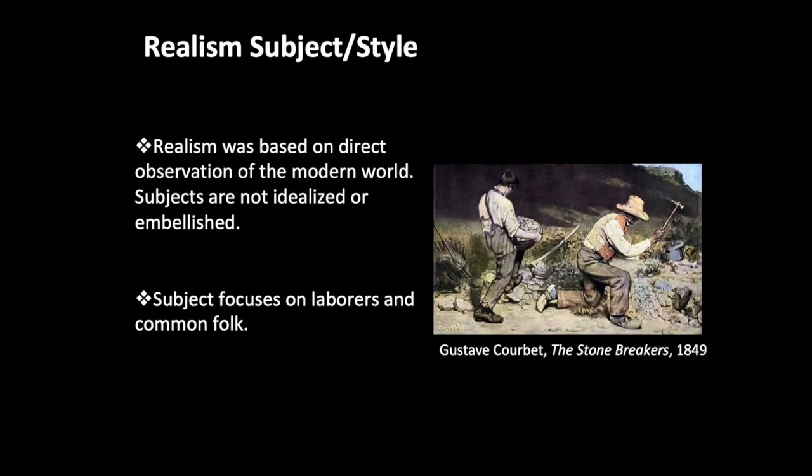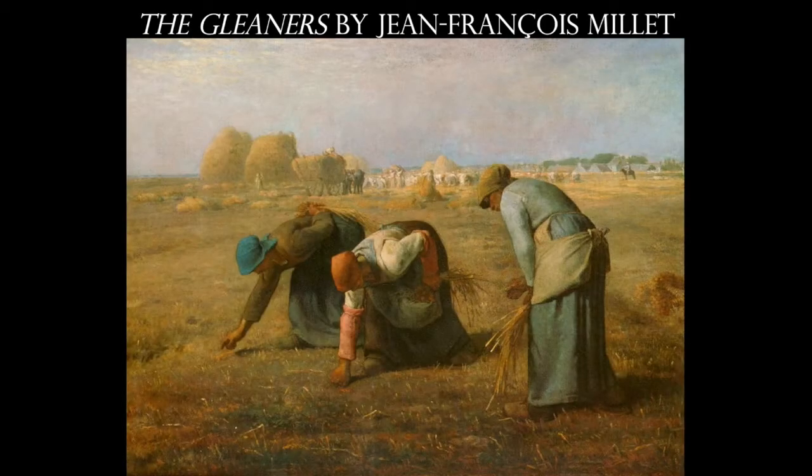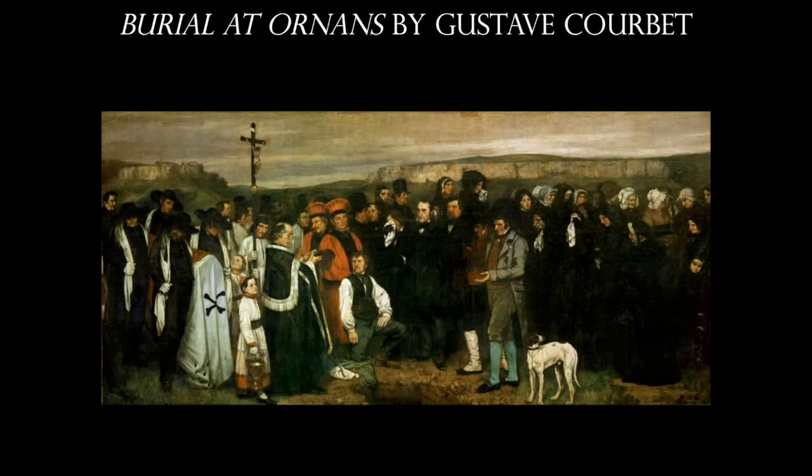Realism is going to be based on direct observation of the modern world. The subjects that we see in these paintings are not idealized or embellished. Instead, the subject focuses on laborers and common folk. So we have these great paintings of people at work doing their everyday jobs. The most famous painters of this time are Monet and also Courbet. Everyone in these paintings is recognizable. Even the landscapes are going to be recognizable to their area.